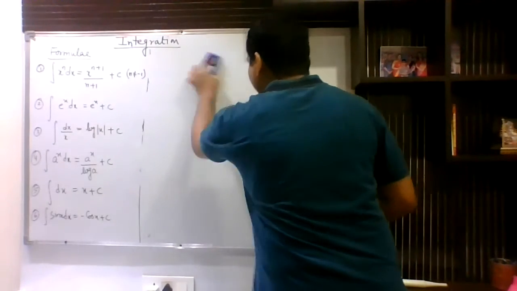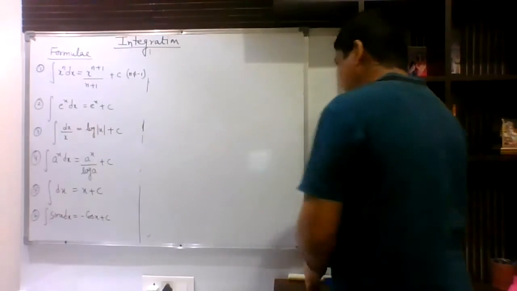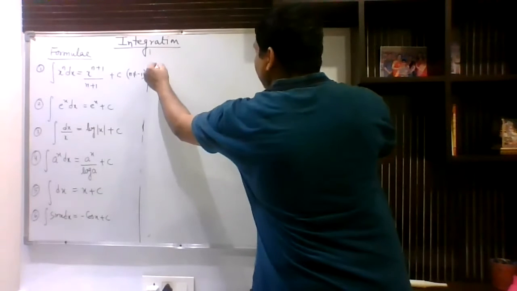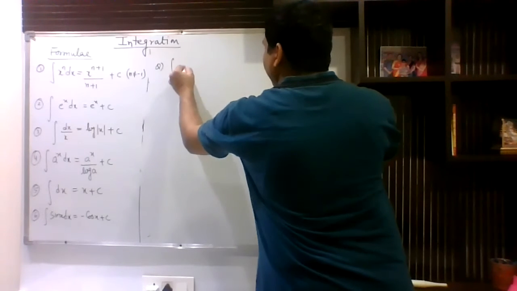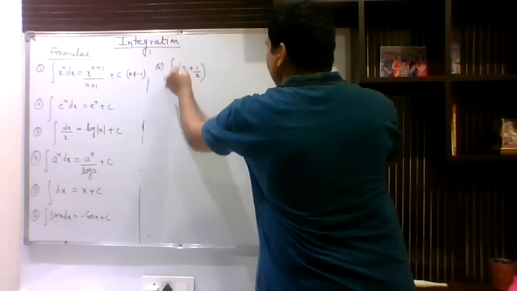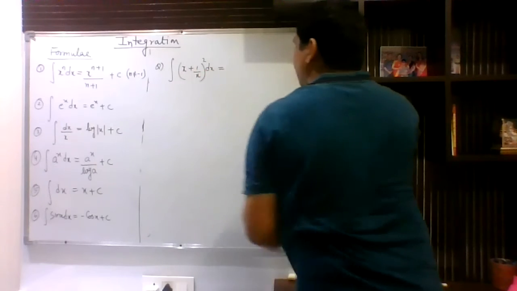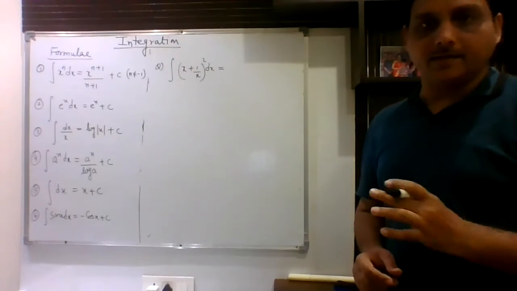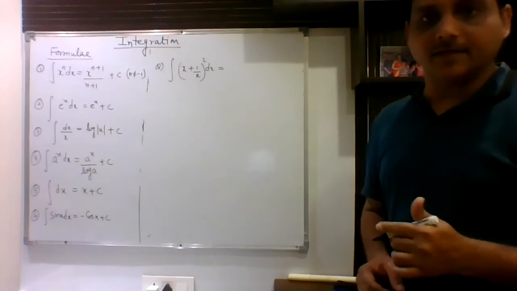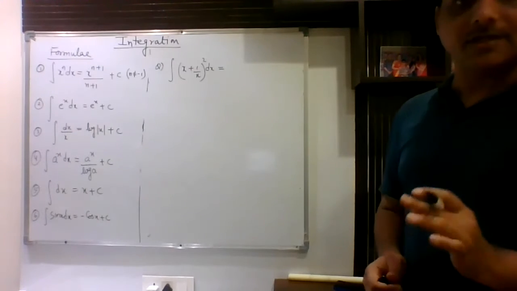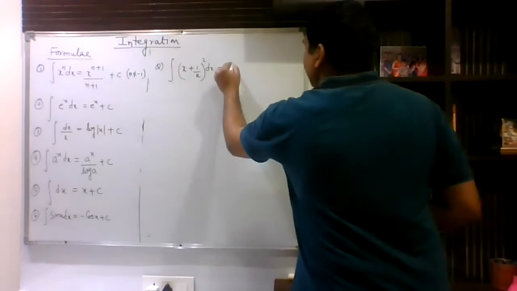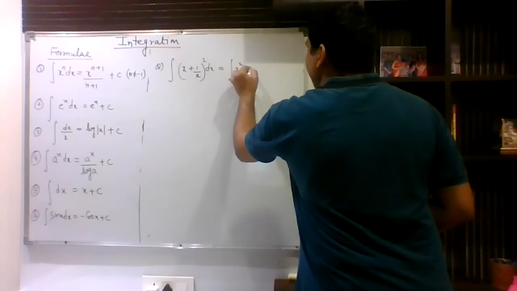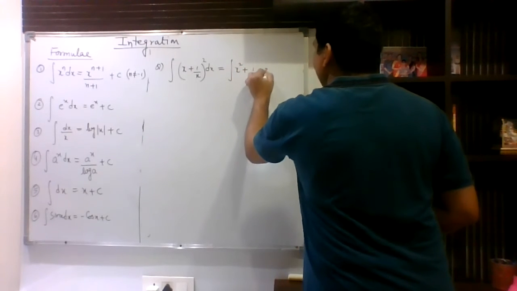Okay, now let us see some more examples. So suppose you want to integrate x plus 1 upon x the whole square. You want to integrate this expression. Now first step is you will expand the whole square and then you will detach this into three parts, and then we can integrate each expression individually. So you can rewrite this as x square plus 1 upon x square plus 2.